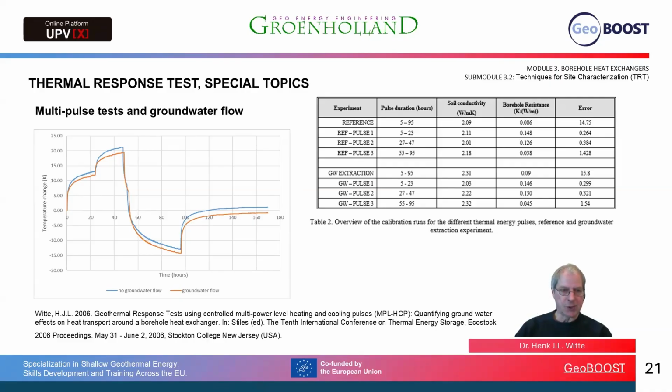So we get a non-constant thermal conductivity estimate. You can see this in a little table on the right, where the reference value without groundwater flow is around 2.1. And with the groundwater extraction experiments, we can see that it increases from the first pulse 2.03 to the last pulse about 2.3. This was a test that we performed where the same borehole was forced with the same power rate, but a nearby groundwater extraction well was used to turn on and off the groundwater flow affecting that particular borehole.